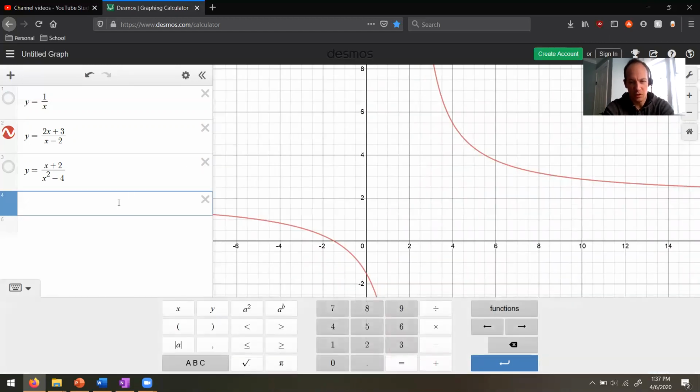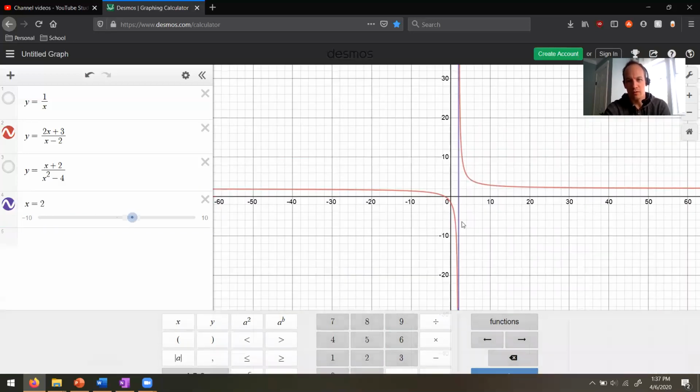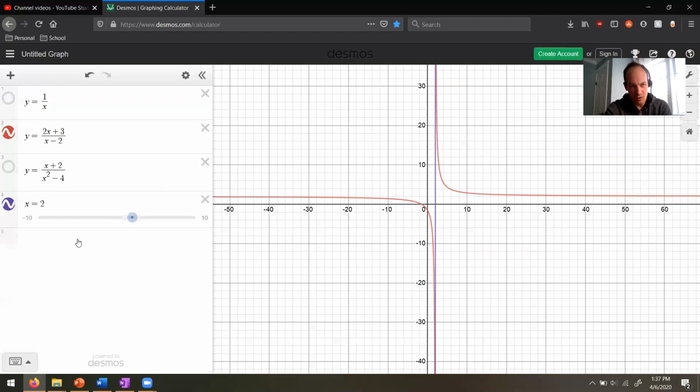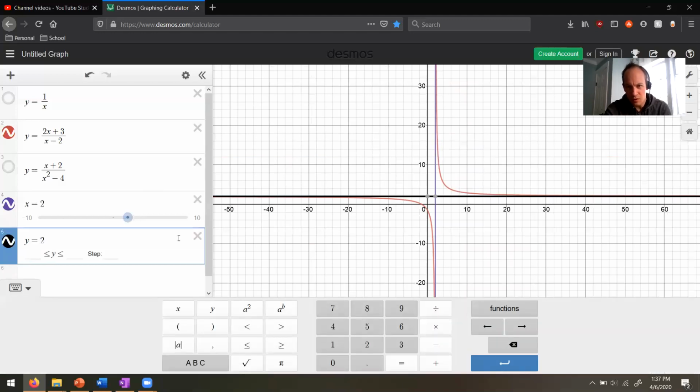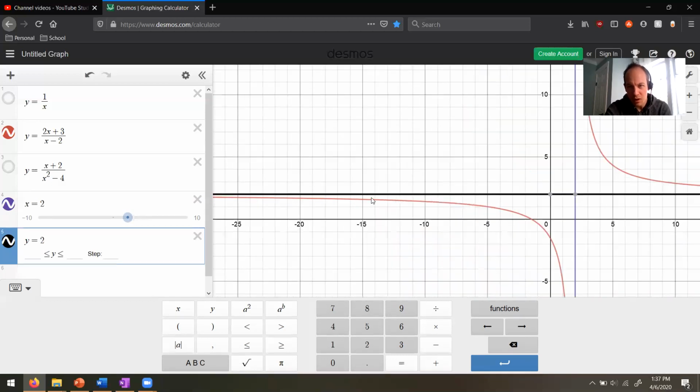And if I want to confirm, I can write x equals 2. And that does look like my vertical asymptote. The graph never actually touches it. And if I want, I can write y equals 2, and it looks like there's my horizontal asymptote. Again, the graph doesn't touch it.